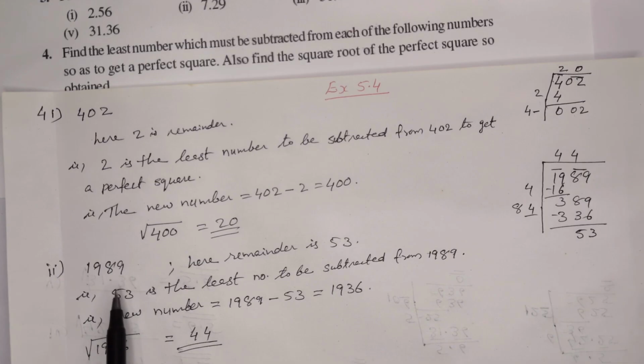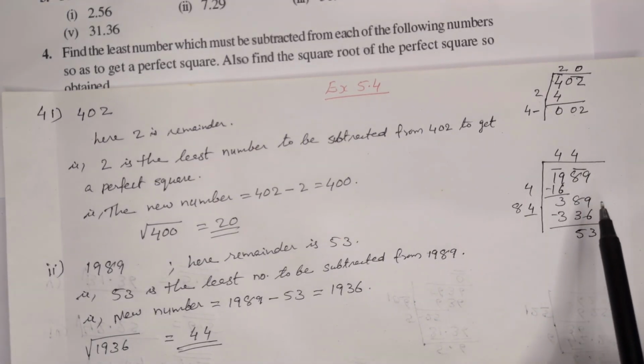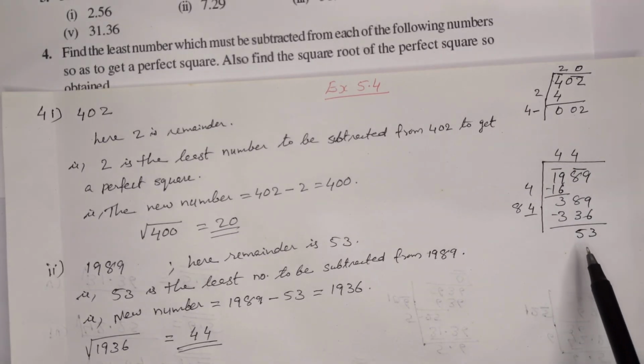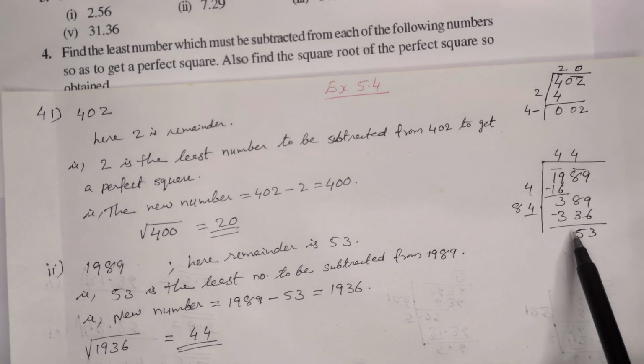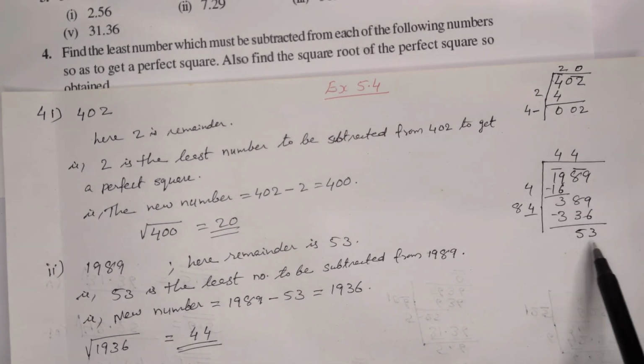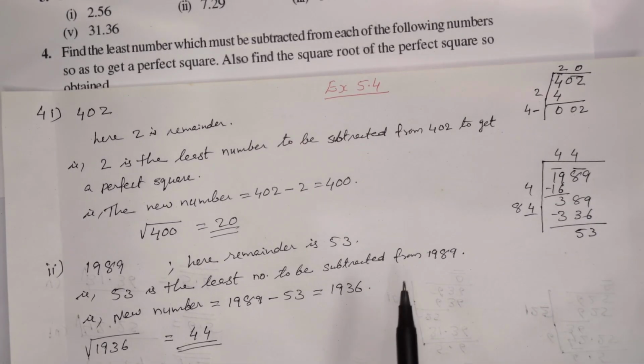Next number, that is 1989. After dividing to find the square root, here we are getting 44 and 53 is the remainder. The remainder is 53. That means we have to subtract it from the given number. So we can write 53 is the least number to be subtracted from the given number. So the new number is 1989 minus 53, that means 1936. Then the square root of that number is equal to 44.